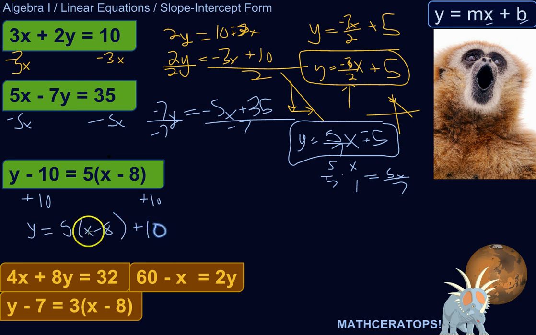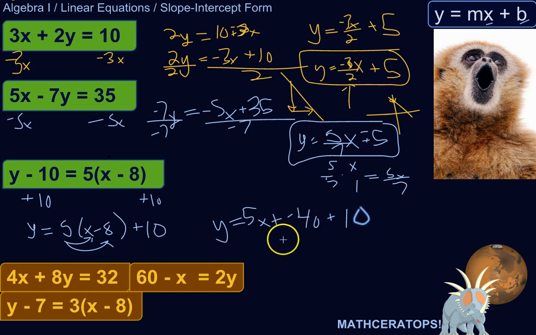Now we need to distribute that 5. There's nothing about parentheses or anything like that in here. So if we distribute that 5, we'll get rid of those parentheses. So it'll be 5 times x plus 5 times negative 8. So we've got y equals 5x, plus 5 times negative 8, which would be negative 40. And then we've got our plus 10 still over here.